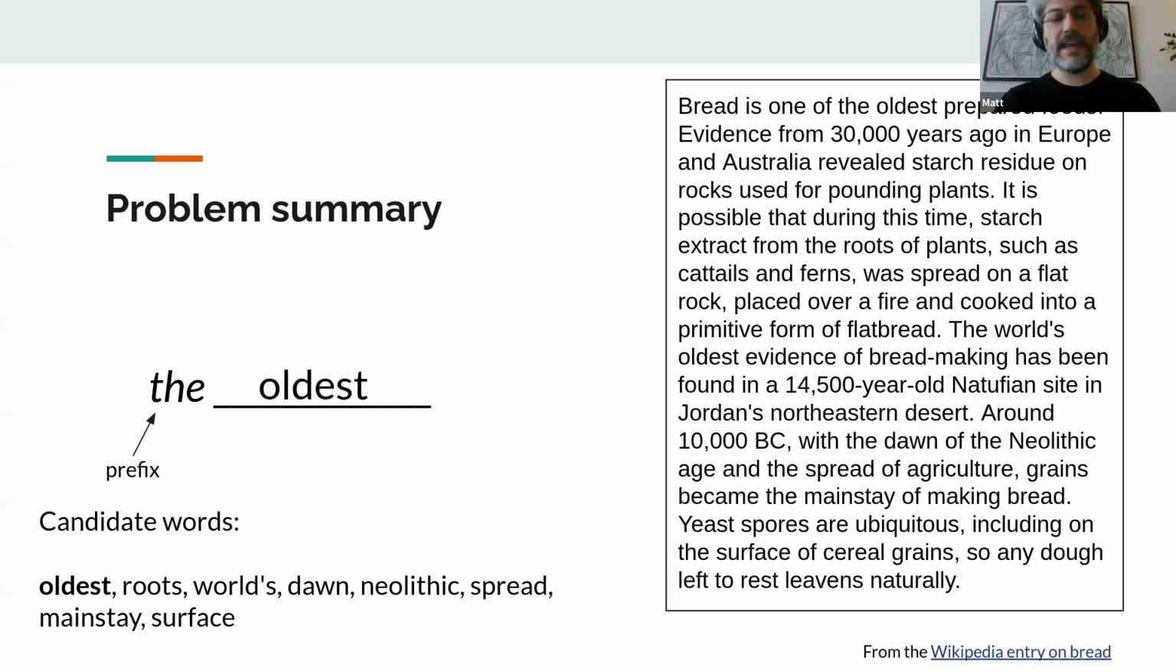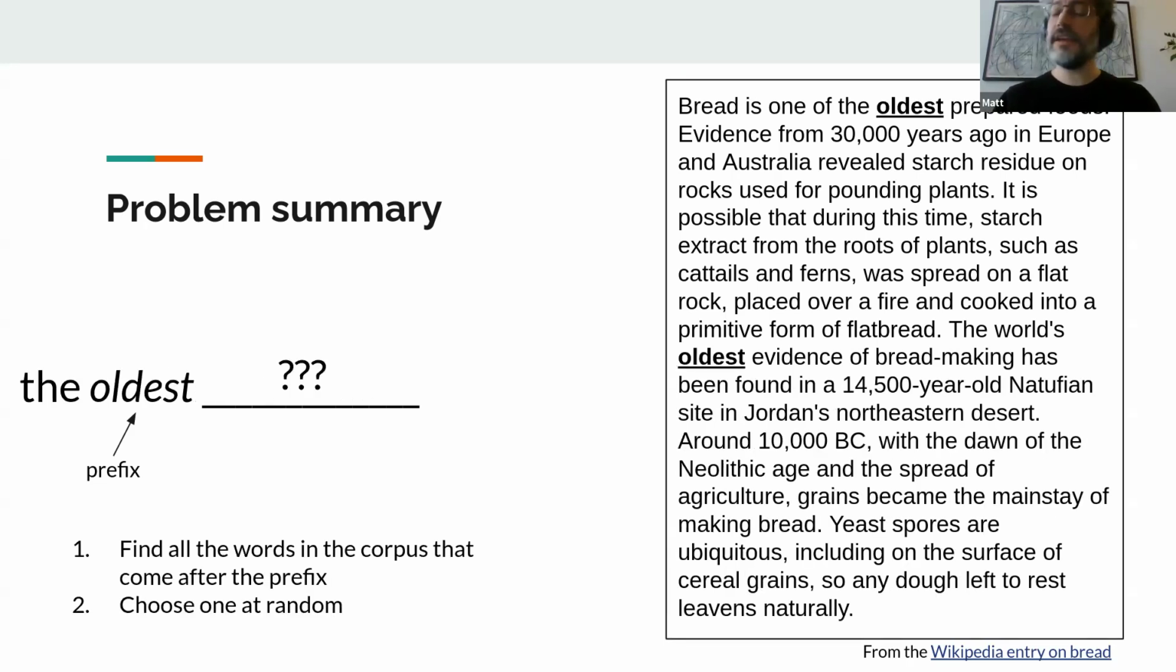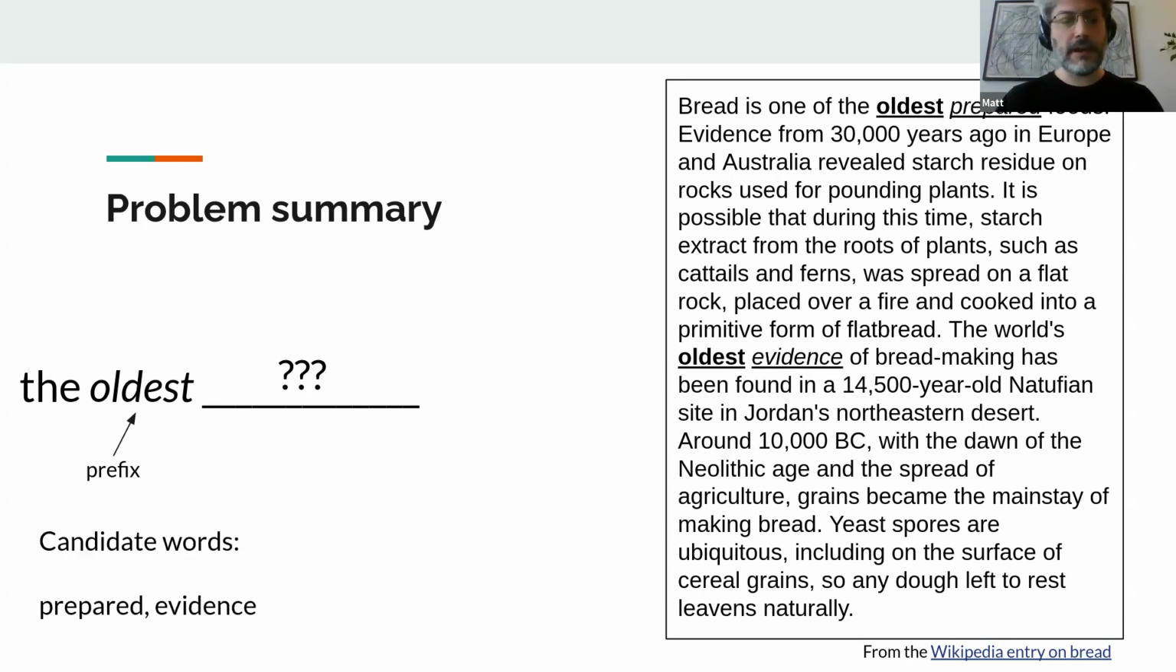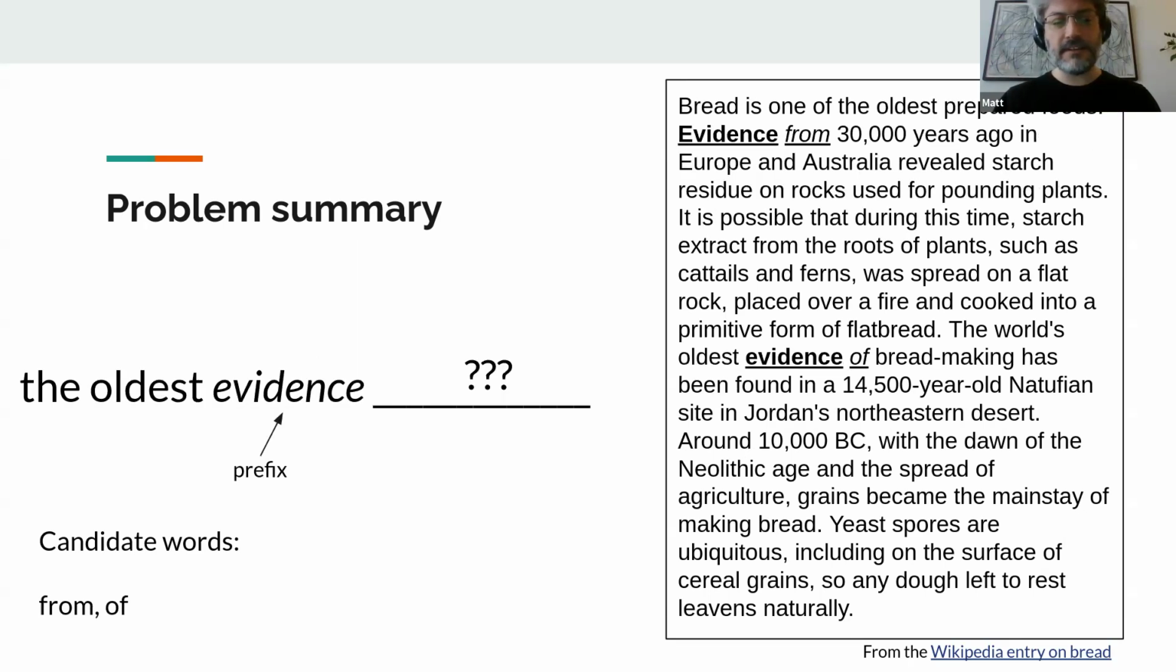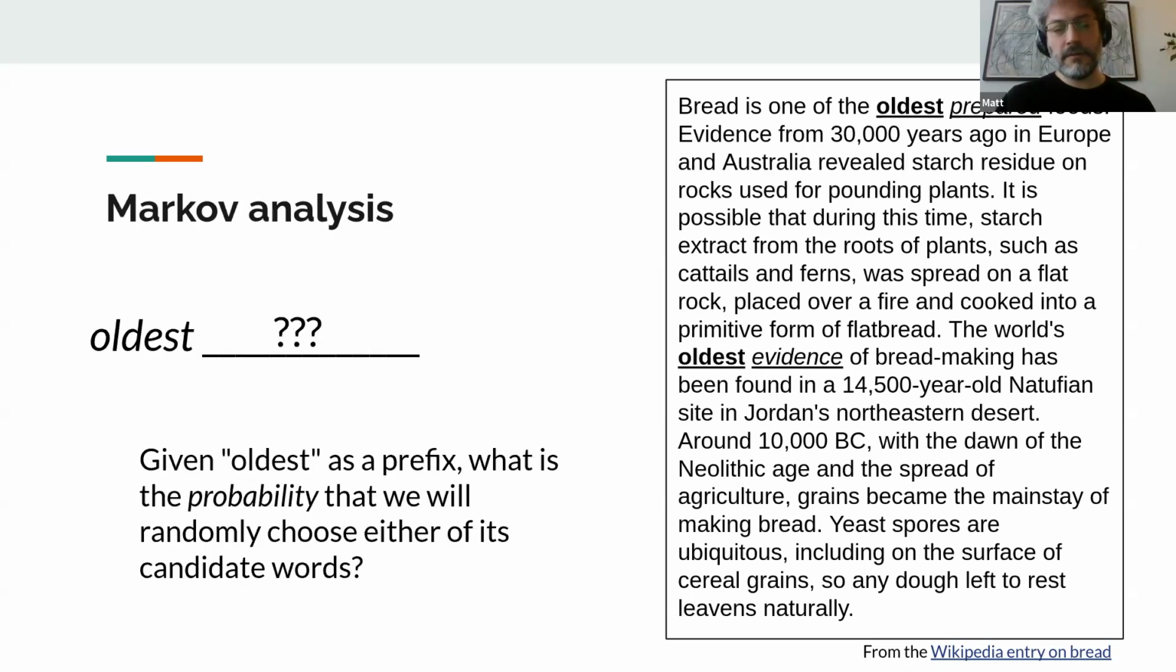Cool. Now, repeat. "Oldest" is now the prefix, and we just answer the question again. If "oldest" is the prefix, what word comes next? Well, there are two times that "oldest" has appeared in this corpus, "oldest prepared" and "oldest evidence," which means we have two candidate words to select from. So we'll pick one at random: "evidence." Now "evidence" is the new prefix, and once again we'll go through the document, "evidence from," "evidence of," and we pick one at random, and so on. That's basically how this works.